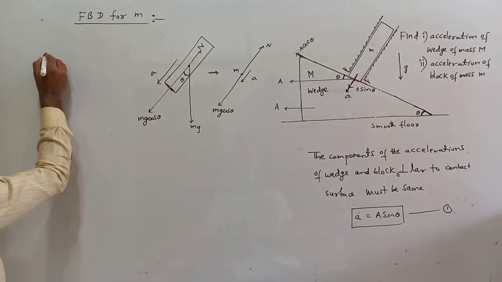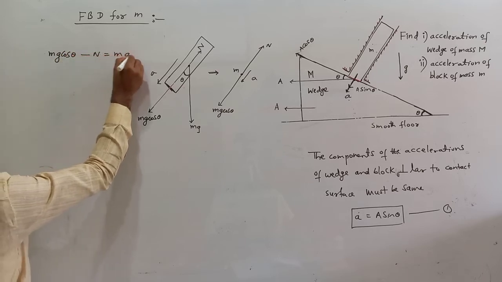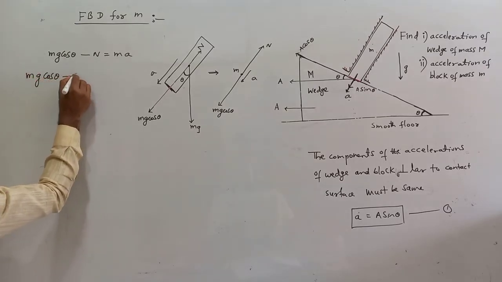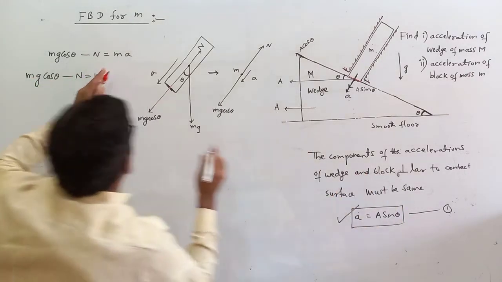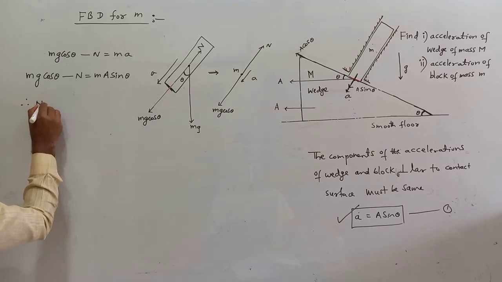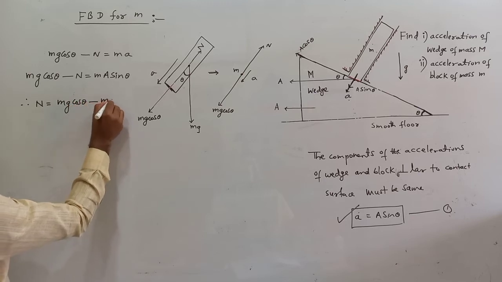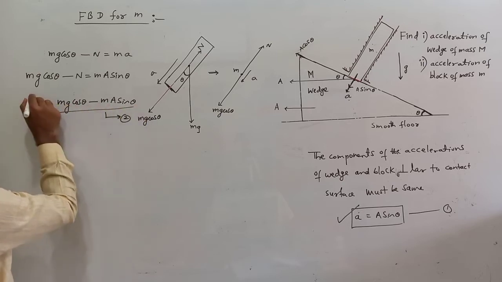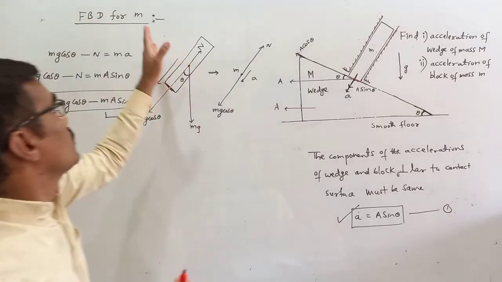What is the net force? Net force is nothing but Mg cos theta minus N equal to Ma. Therefore, Mg cos theta minus N equal to m into small a, which is nothing but capital A sin theta. So N is equal to Mg cos theta minus mA sin theta. This is equation 2, derived from the FBD of small m.